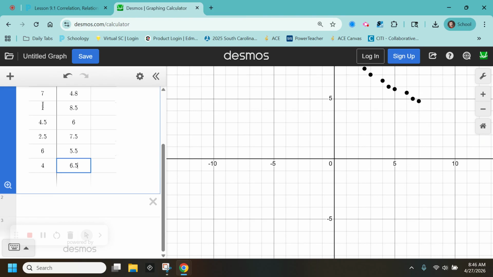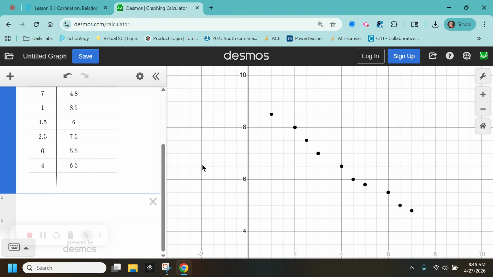So now that I have my table entered, you can hit this little plus sign and it will zoom your graph in on the scatter plot. Just by looking at the scatter plot, we can see that it has a negative association. So it's going down, our trend line is going down. And it seems to be pretty strong. It forms somewhat of a straight line. So we're going to check to see if the correlation coefficient matches that.